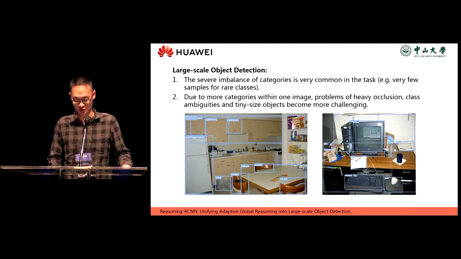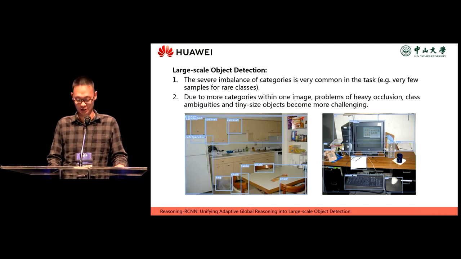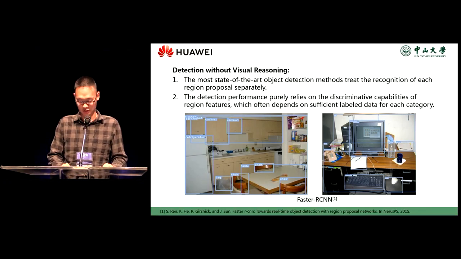So what is large-scale object detection? It means to localize and recognize thousands of categories of objects in one image. This results in a more severe long-tail problem, more tiny-size objects, heavy occlusion and class ambiguity than normal detection. However, most current detection methods lack reasoning. They usually treat proposals separately. They depend on high-quality feature representation and sufficient labeled data. But that is not the case for the large-scale detection problem, so such methods fail.